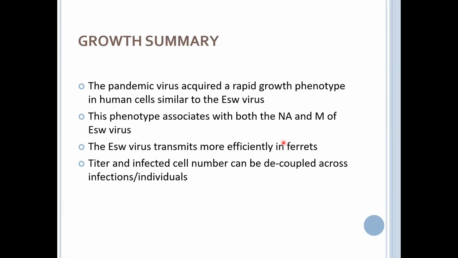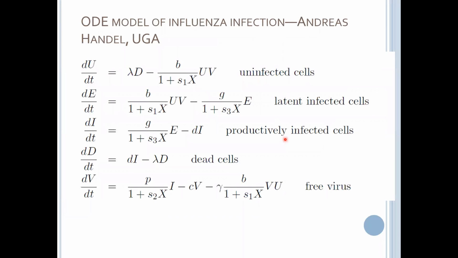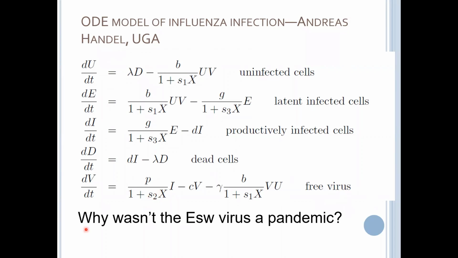And so we started to try to model this. These are similar to the models that you saw yesterday, where we're just looking at differential equation models. We're modeling infected cells that become latently infected, that then become productively infected, that can die at some rate. There's no immune response here. And then we're modeling the free virus that we measured.